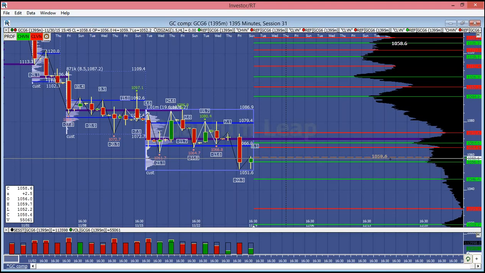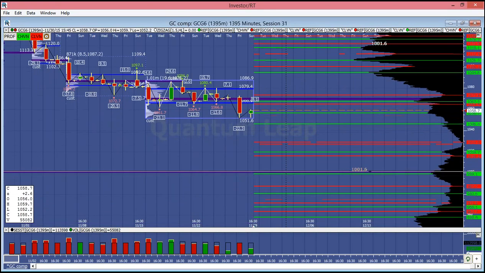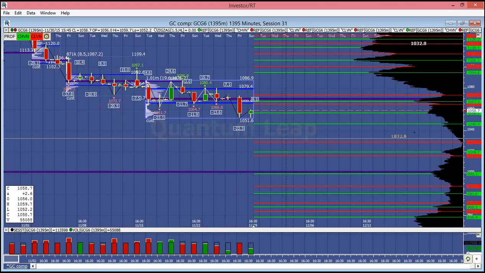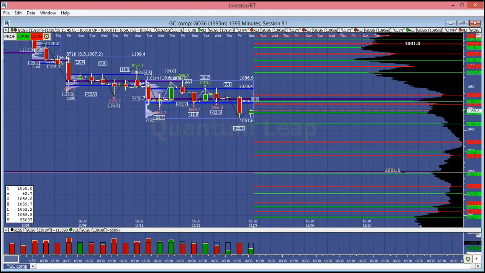Every rally is being met with responsive selling, and you remember the big key level for us down here is all the way down here at the 1001 level. So the longer we hold below here, the more likelihood is we're going to come down and test the next key level down here, which is the 1029. And anything under 1029, you've got to be looking for gold to come down to the 1001.